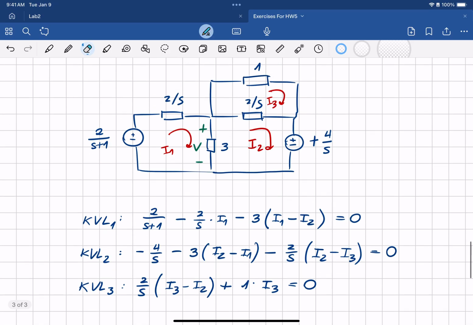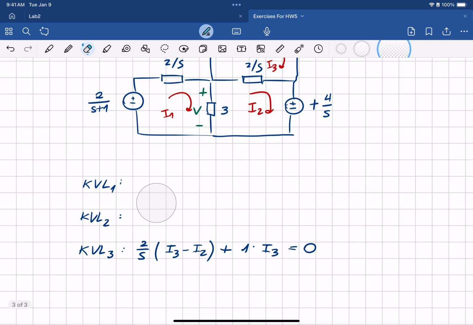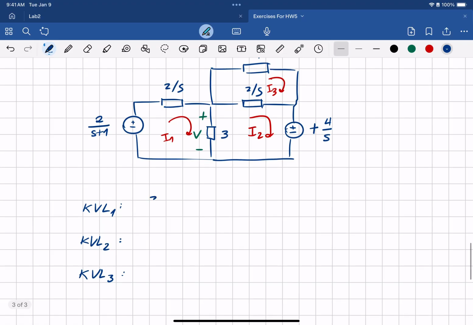So if we go back to our definitions, we should see that this voltage is gonna be given by, actually let me write down the equations one more time, otherwise it's not gonna be pretty. So let's write down the equations. 2 over s plus 1 minus 2 over s times I1, no surprise, minus V. That would be the KVL related to that I1 that we wrote down there.